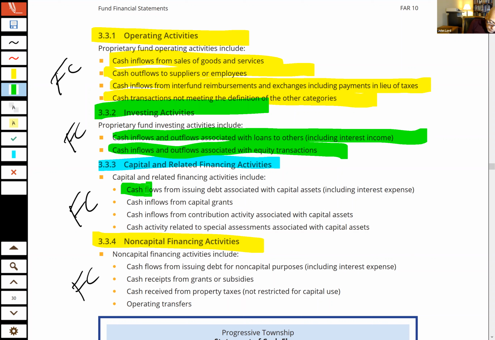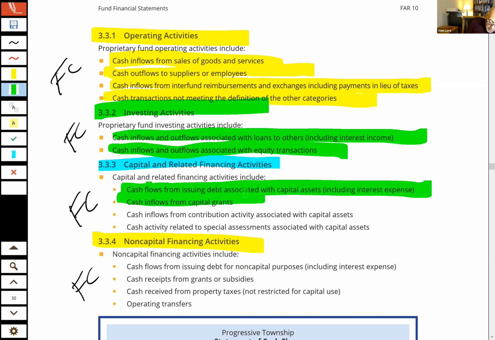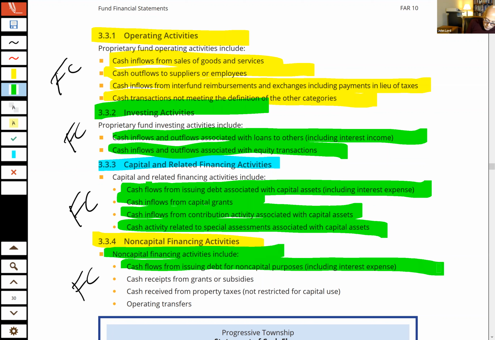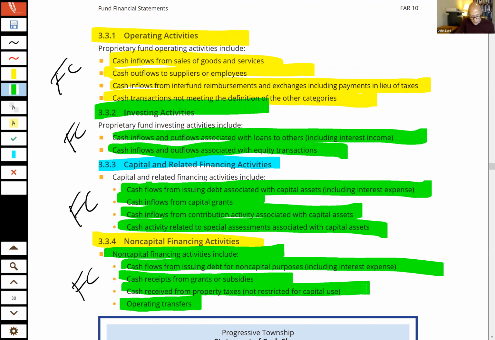Capital related financing: cash flows from issuing debt, cash inflows from capital grants, cash inflows from contribution activity associated with capital grants, cash activity related to special assessments. Non-capital related financing: cash flows from issuing debt for non-capital purposes, cash receipts from grants, cash received from property taxes not restricted for capital use, and operating transfers.